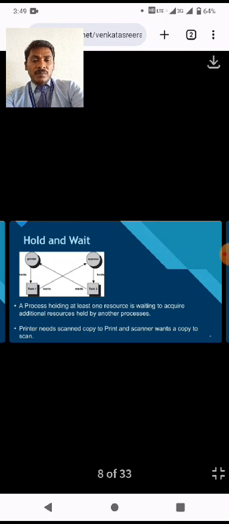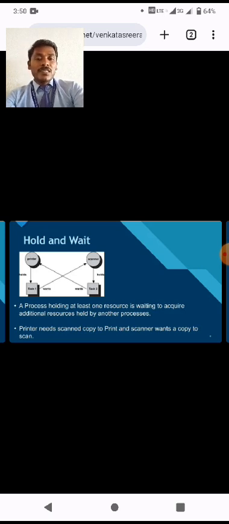The second one is hold and wait. Look at the diagram. A process holding at least one resource is waiting to acquire an additional resource held by another process. If you try to access one resource, that resource may already be held by another process. In this situation, you must hold one resource and wait for another. This is called hold and wait. If you meet this situation, definitely your process will face a deadlock situation.